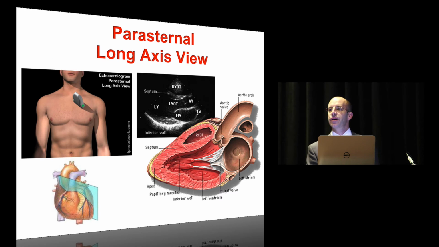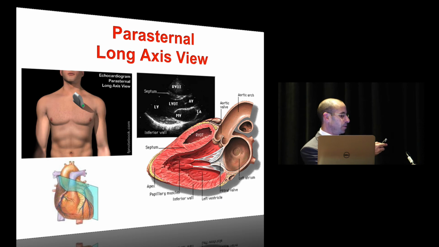So the good thing in pregnancy is that we have anatomical changes that actually aid the ability for us to see the heart. Because of the shifts in pregnancy, the heart gets pushed up and slightly laterally, and it actually improves the ability to see a parasternal as well as an apical view.